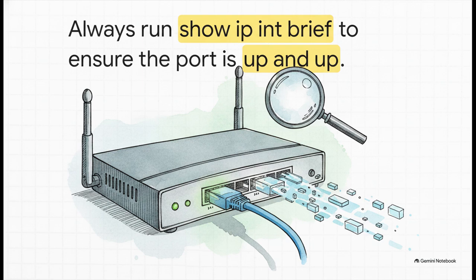Any senior engineer knows you never walk away without verifying your work. You'll want to immediately run the command show ip interface brief. What you're really looking for here is for both the status and the protocol columns to read up and up. That tells you, without a doubt, that the port is physically active and logically talking to the network.